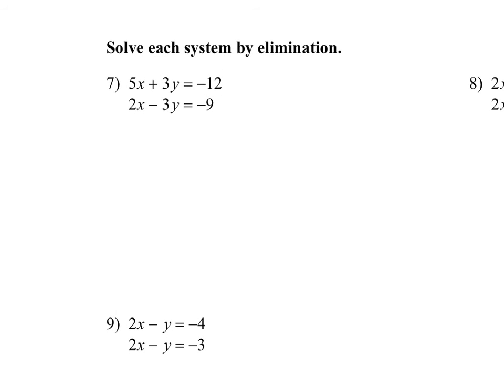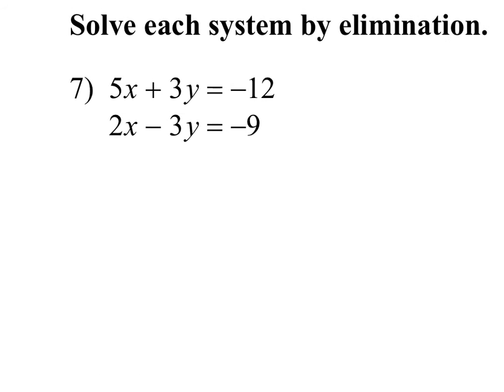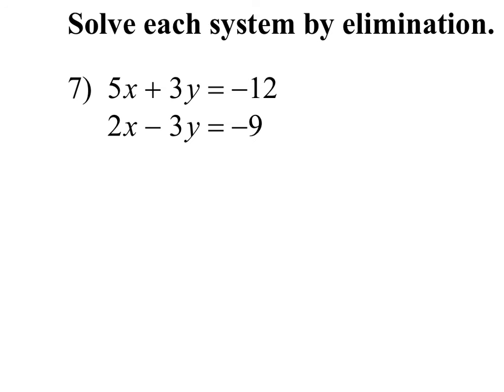Number 7. Now we're solving by elimination. So this is when we just combine our two equations together. So remember, we need a set of opposite terms. So if we have a positive 3y, we need a negative 3y. Do we have that here? Yes. So we can go ahead and add everything together.